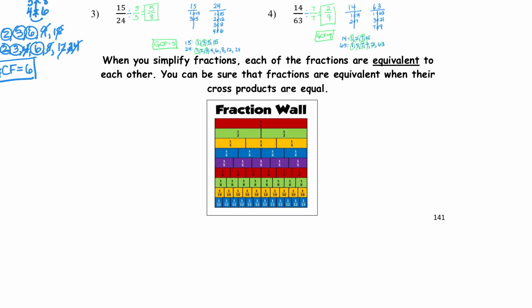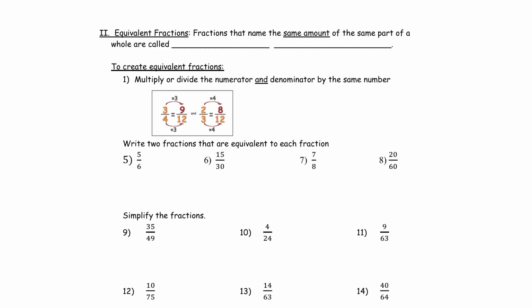Looking at the notes on the rest of the page, when you simplify fractions, each of the fractions are what we call equivalent, which is another word for equal to each other. You can be sure that fractions are equivalent when their cross products are equal. Well, let's take a look and see what that means. Turn the page. At the top, equivalent fractions, the definition: fractions that name the same amount of the same part of a whole are called equivalent. Please write that down, equivalent fractions.